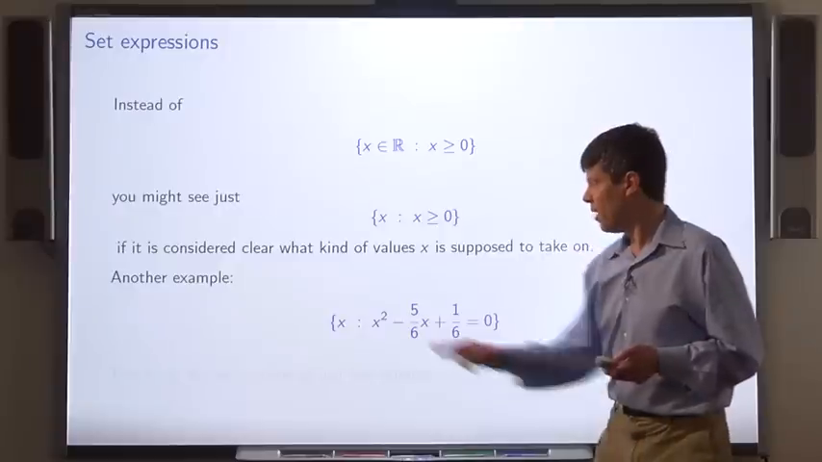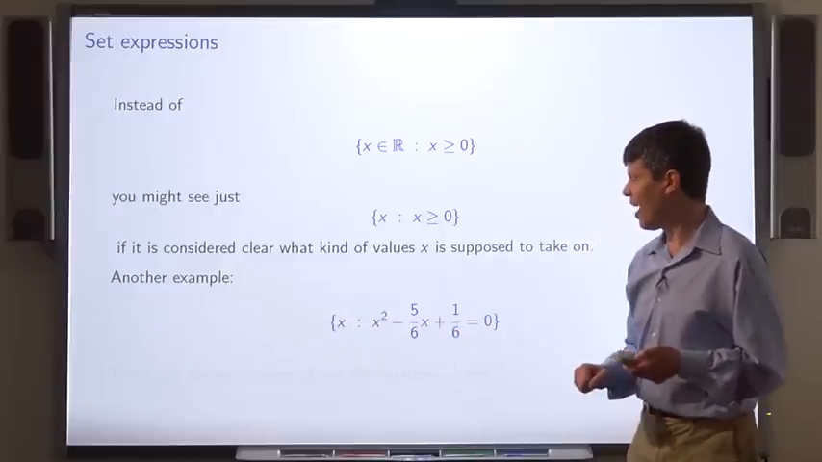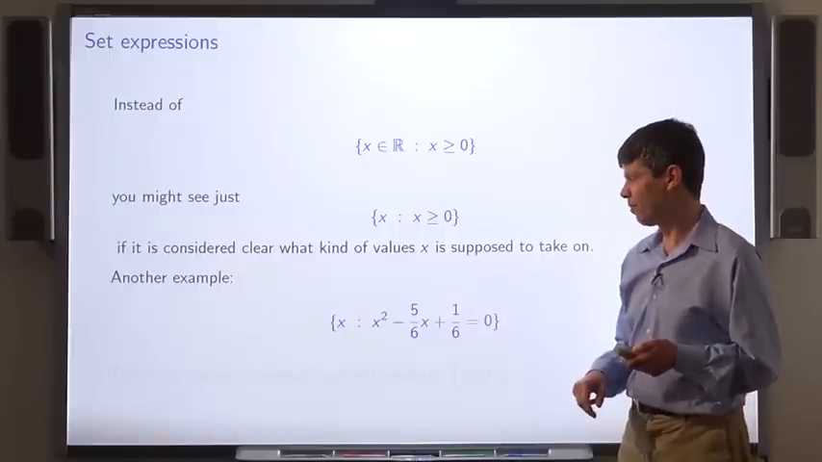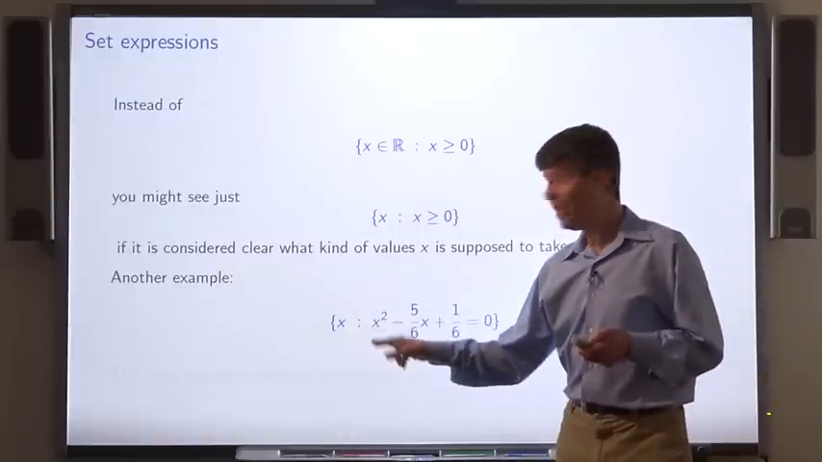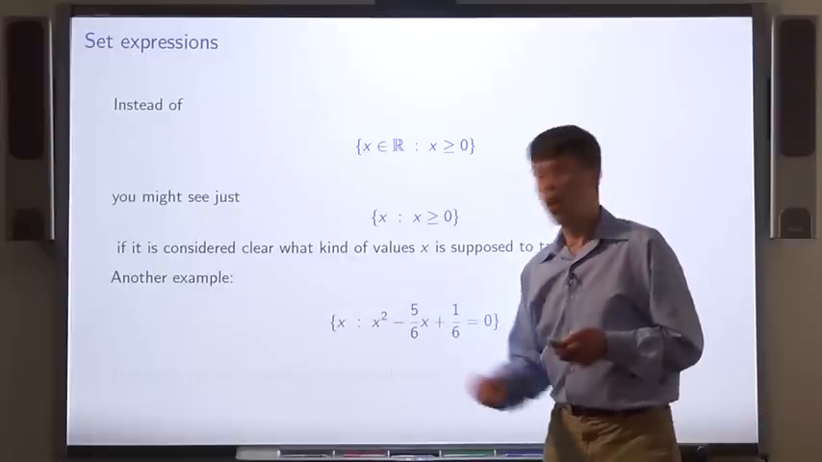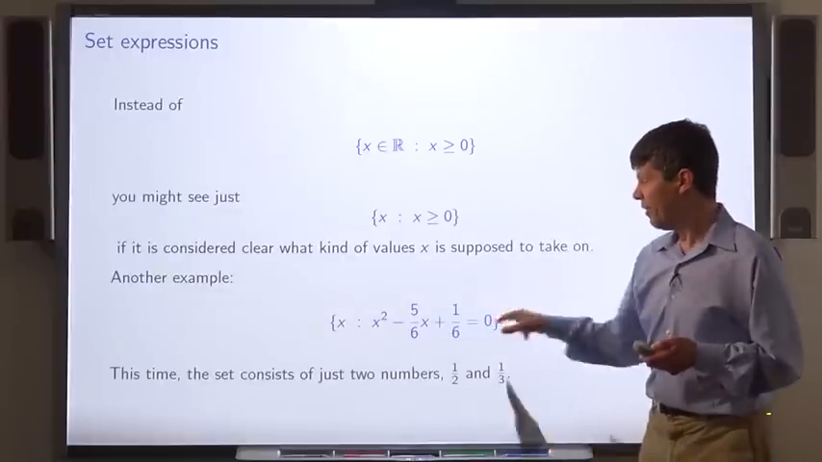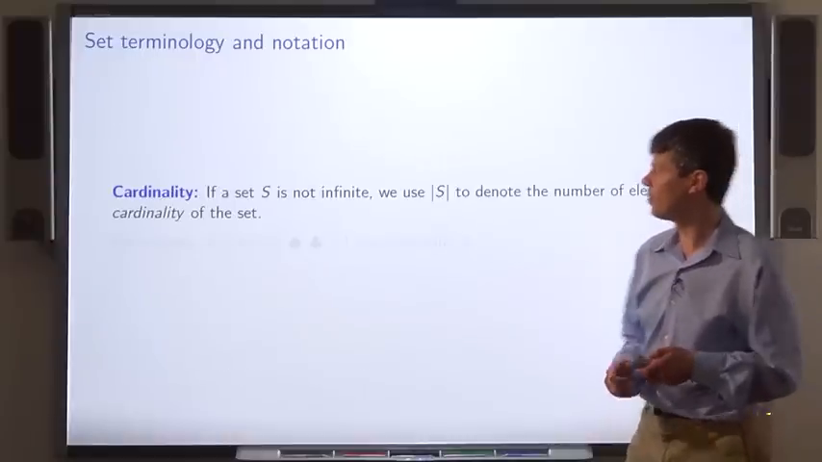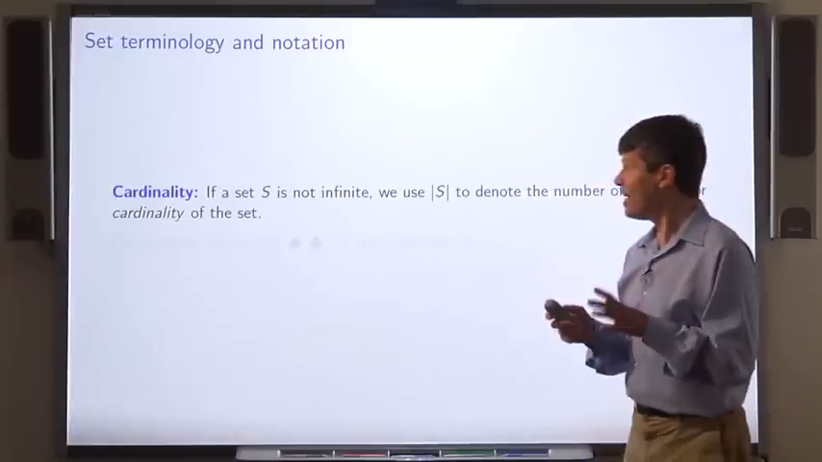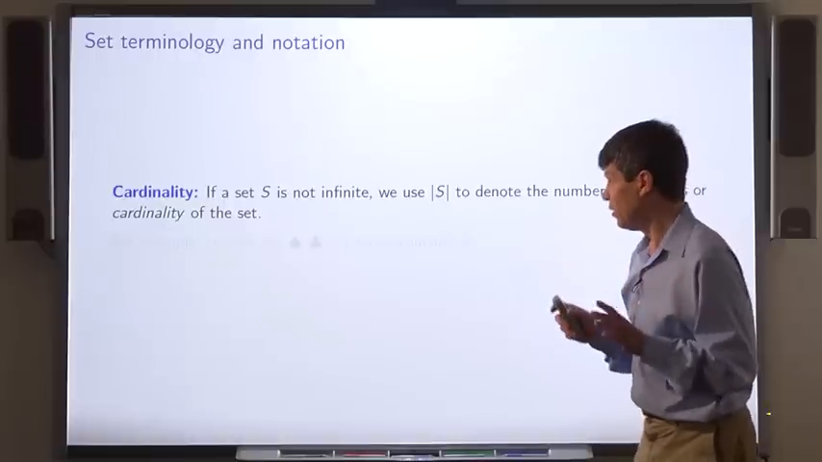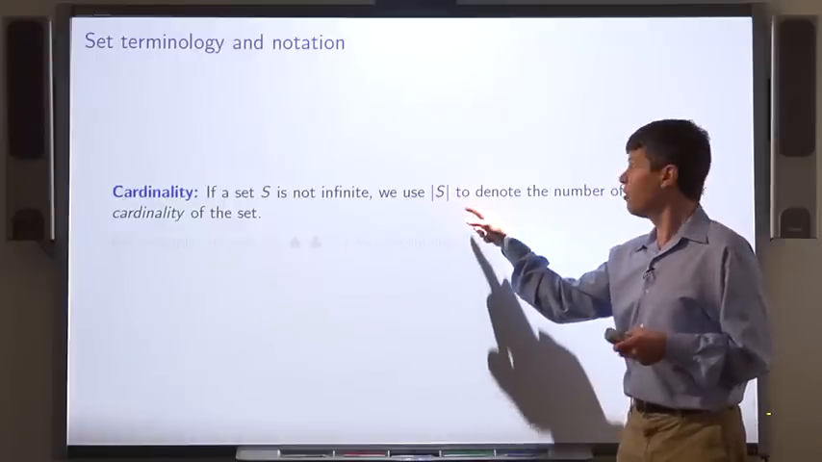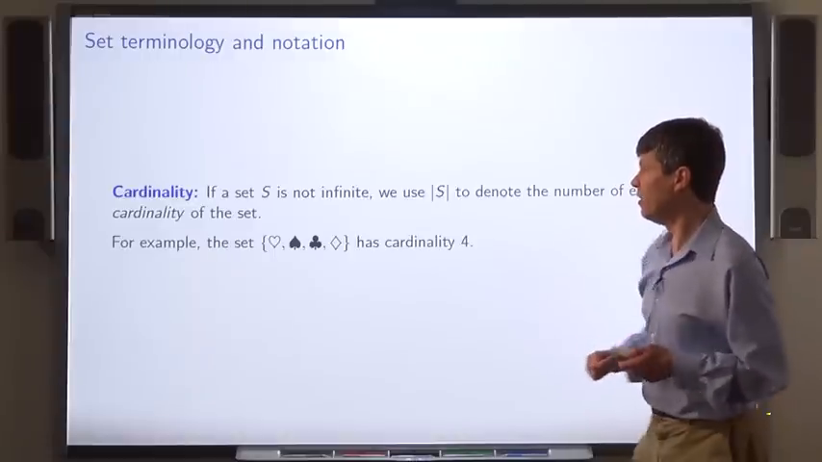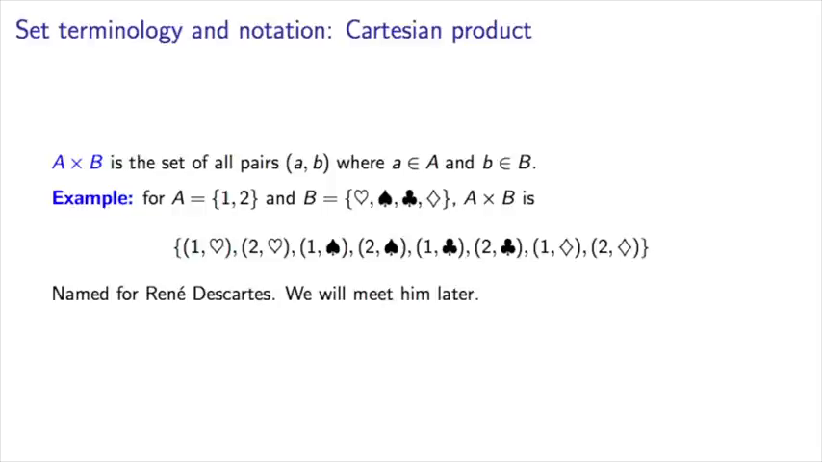Here's another example. The set of x such that x squared minus 5/6 times x plus 1/6 equals 0. Implicitly, we're talking about real numbers x. And this set consists of just two numbers, 1/2 and 1/3. If a set S is not infinite, we use these vertical bars to denote the number of elements in the set. It's called the cardinality of the set. For example, this set has cardinality 4.